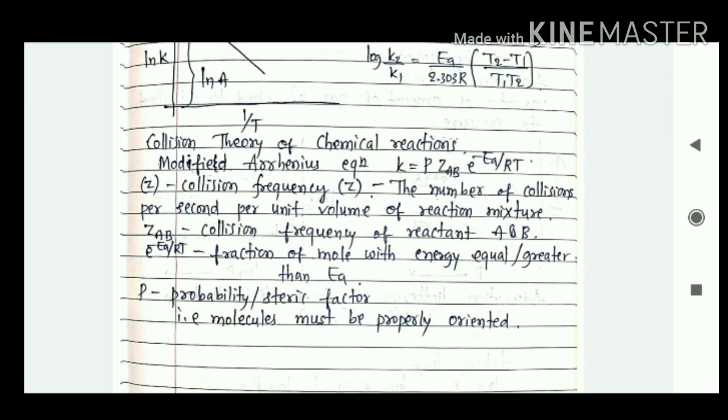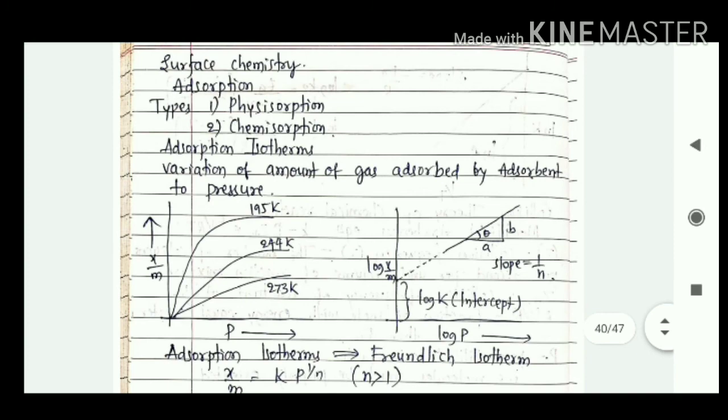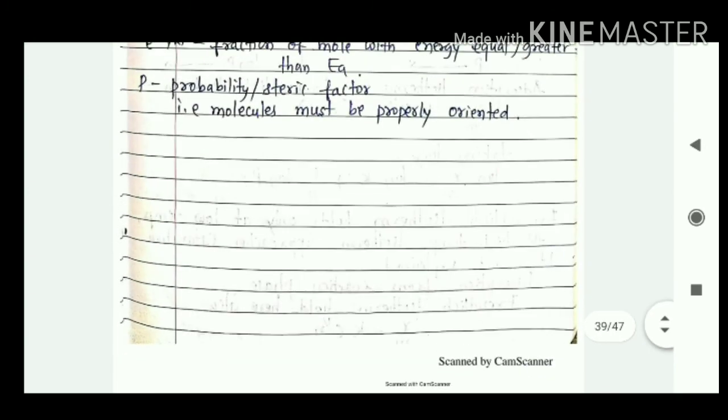E raised to minus Ea divided by RT is the fraction of molecules with energy equal to or greater than Ea, or this activation energy. P is the probability or steric factor, that is, the molecule must be properly oriented, right? So this is all about chemical kinetics.